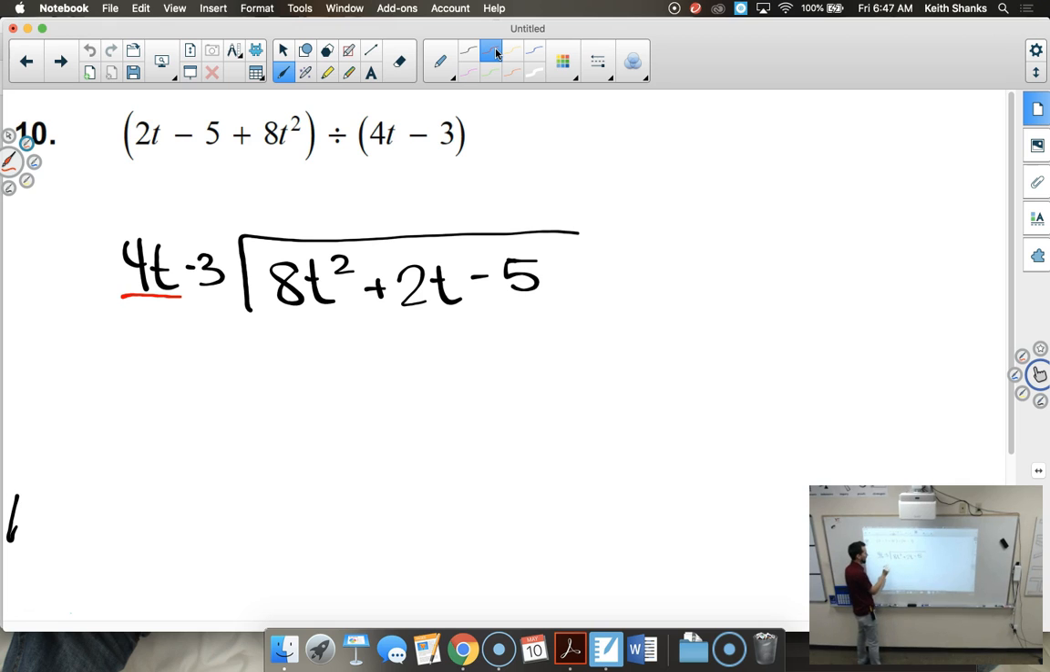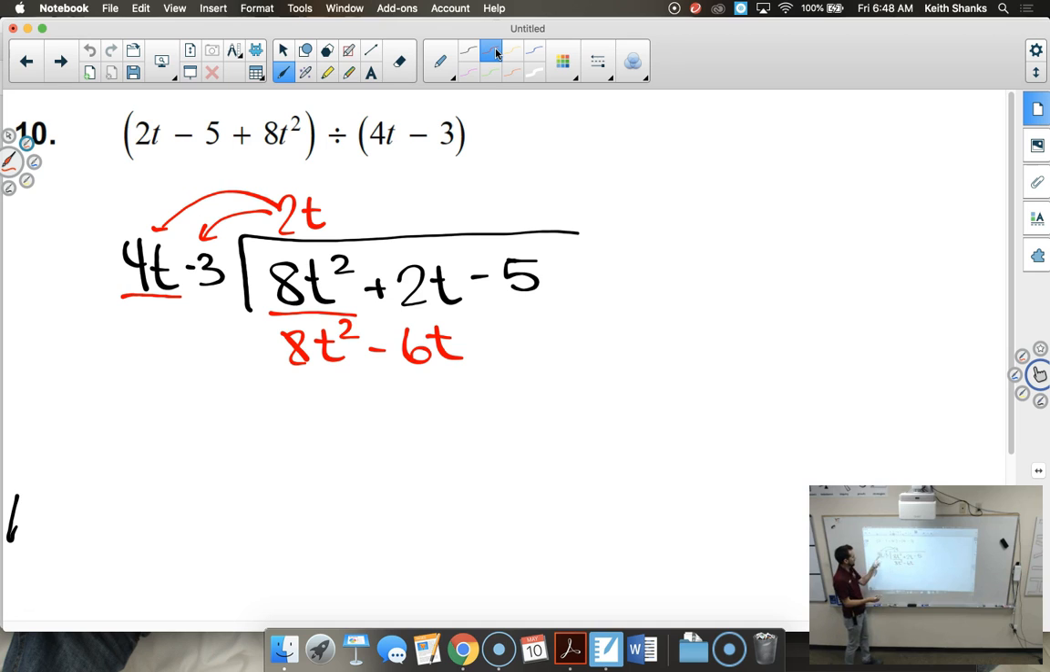Same questions, again, over and over, so you're getting the habit of it. What do I multiply 4t by to get 8t squared? Or, what is 8t squared divided by 4t? What cancels out with those two? So I end up with 2t. Yeah, 2t squared minus 6t. I do distributive property to both of those values. So 2t times 4t is 8t squared. And then 2t times negative 3 is negative 6t. Okay, we're going to subtract these values, so these are going to cancel out.